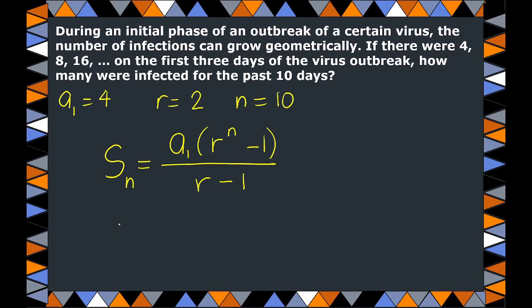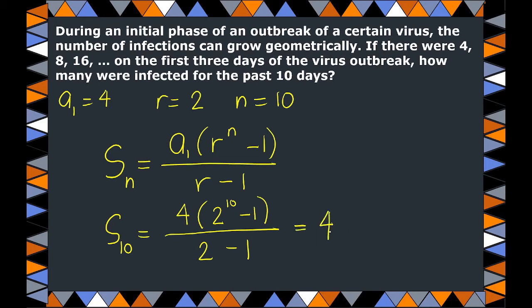Substituting everything to the formula, this is now the sum of the first 10 terms. We have the first term, this is 4. R is 2 raised to 10 minus 1 all over 2 minus 1. So solving this one in your calculator, 2 raised to 10 minus 1 times 4 divided by 1, since 2 minus 1 is 1. The answer is 4,092. Therefore, there will be 4,092 infected people during the past 10 days, from day 1 until day 10.